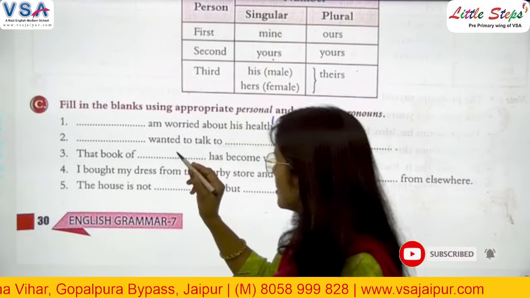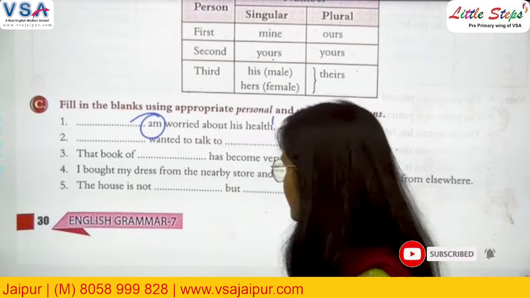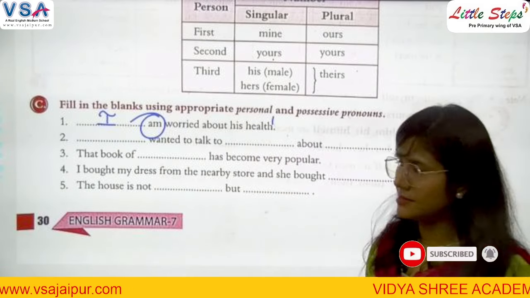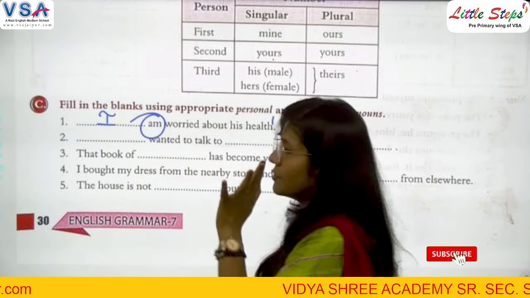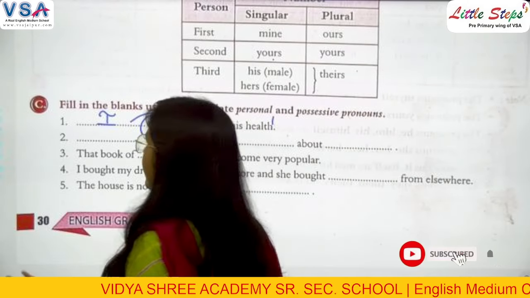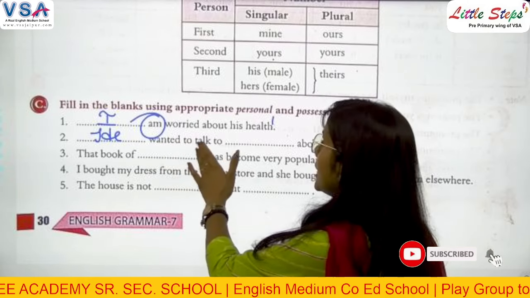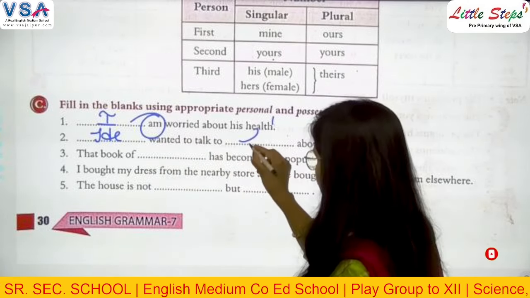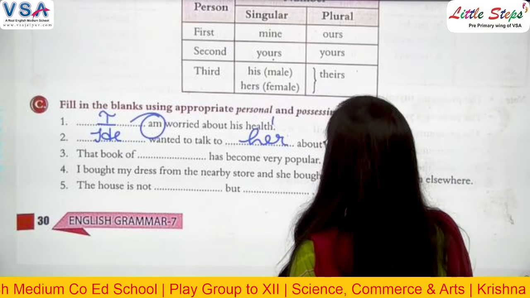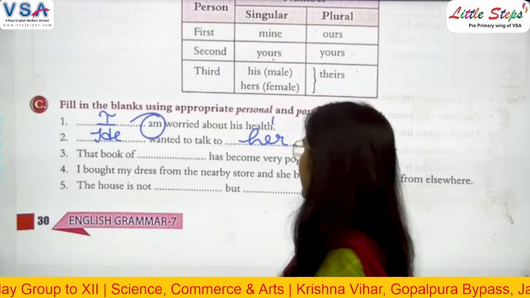Okay. Do you know with whom we use am? I. Very good. So what will be here? First person, I. I am worried about him, her. Now here you can use any pronoun, any person: first person, second person, third person. So I you can write, he you can write, she you can write. That will not be wrong. He wanted to talk to her about him. You can write. Otherwise you can write anything else. Now that book of. Very good.